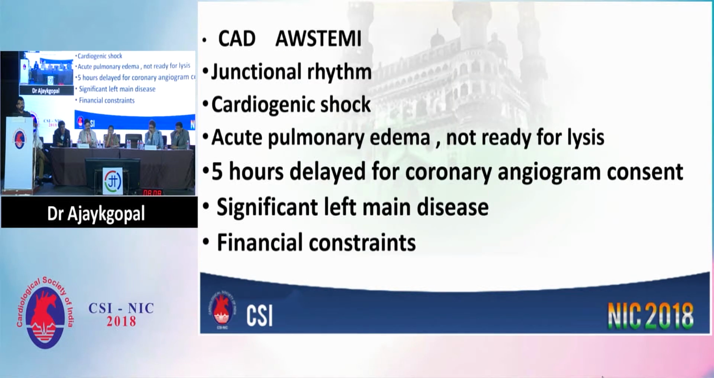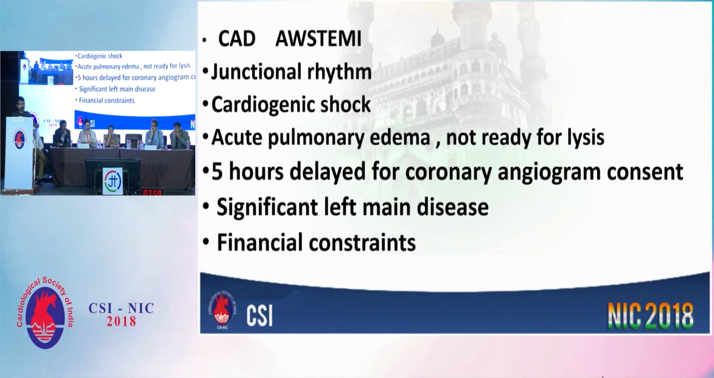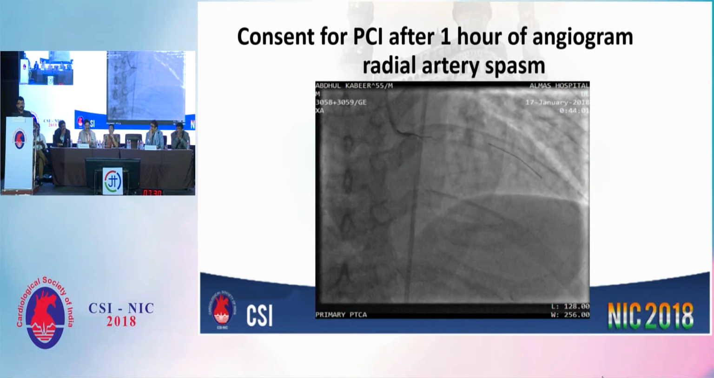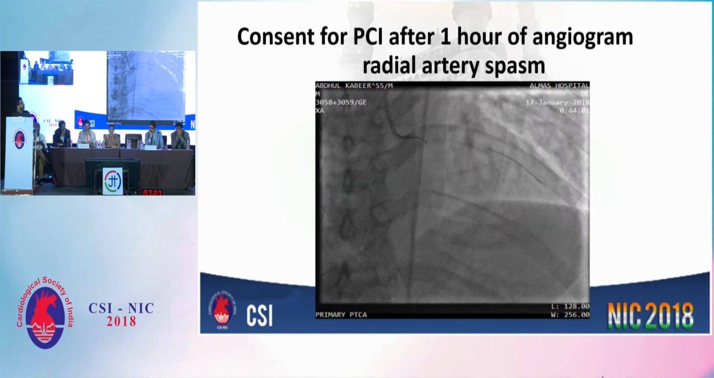So basically, anterior wall STEMI in junctional rhythm, cardiogenic shock, pulmonary edema, not ready for lysis, and they gave consent for angiogram after 5 hours and we found a significant left main disease. They have financial constraints. They told us that the bystander will ask the son who is in the Gulf whether they are ready for an angioplasty. So the bystander came after 1 hour, after discussing with the son, and told us that they are ready for an angioplasty, because they can arrange only 80,000 rupees, but make sure that the patient is alive. So we got a consent for PCI after 1 hour.